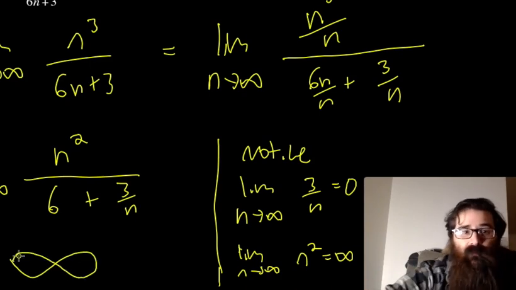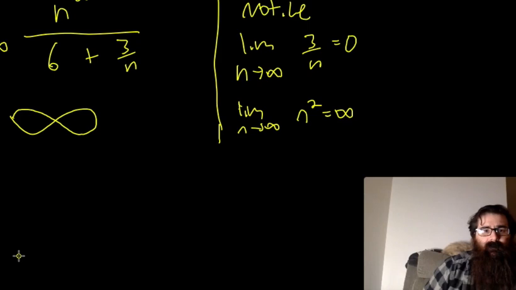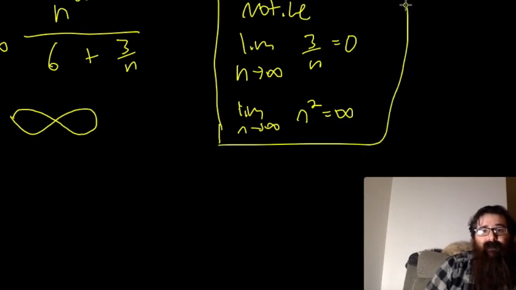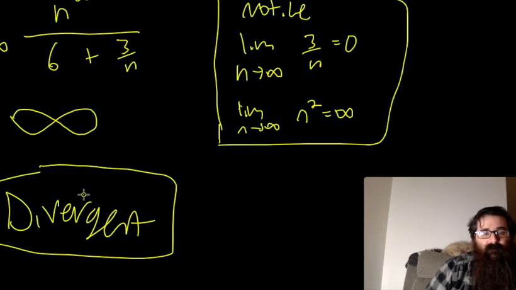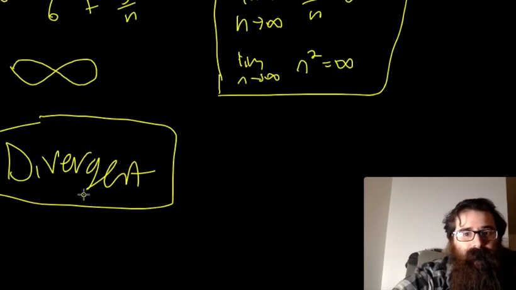We're still headed to infinity. So this is headed to infinity as n goes to infinity. And infinity is not a finite number, of course. It's infinite. So we'd say, well, this is divergent, that we have a divergent sequence. Divergent.